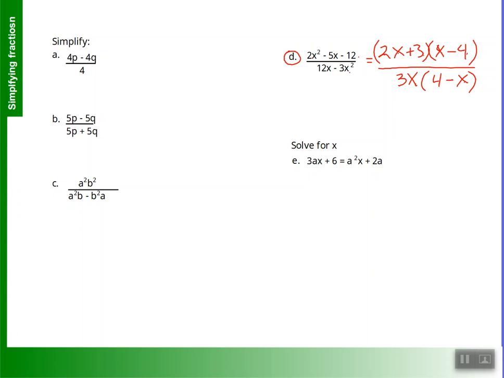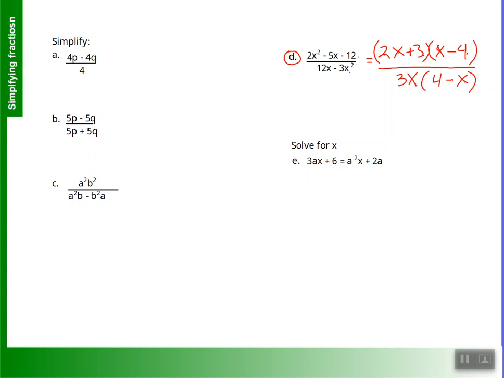Now, do we have anything that is common to the numerator and the denominator? No. Okay, let's try it again. Do you see anything that's common in the numerator and denominator that we can factor or that we can cancel out? No! Much better.